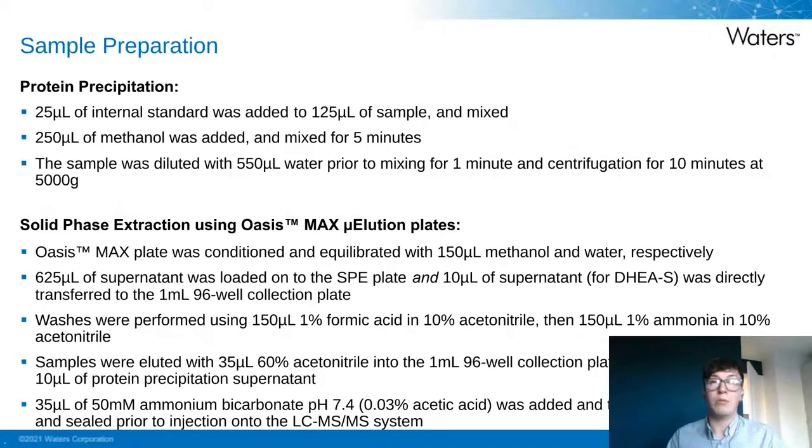Low and high pH washes were applied, and the samples were eluted with 60% acetonitrile, already containing this 10 microliters of sample. 35 microliters of the 50 millimolar ammonium bicarbonate is added prior to injection, and the presence of this ammonium bicarbonate improves the peak shape for DHEA sulfate.